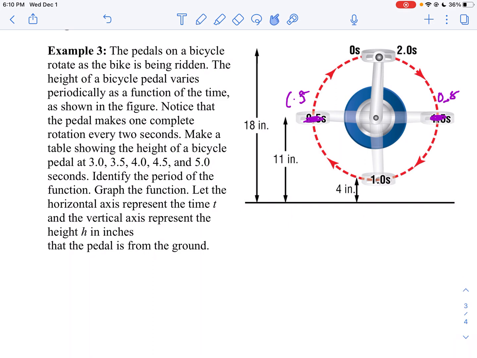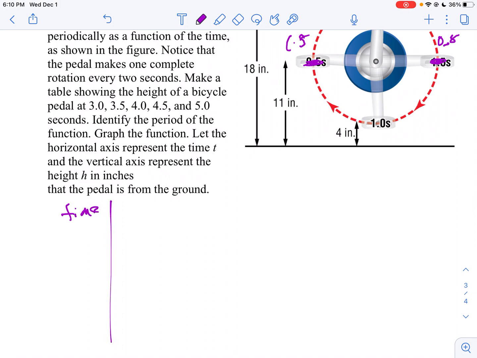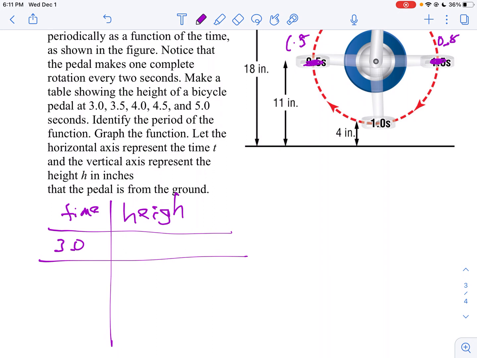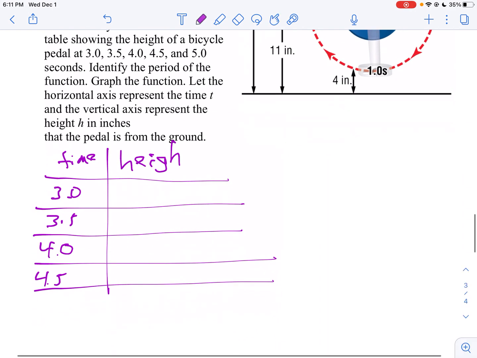So first off, just like anything, we're going to make a table. So I'm going to have my time, and I'll put my height. Time is going to start at 3.0. Then we're going to look at the time at 3.5 seconds. And then 4 seconds. 4.5. And 5 seconds. Now let's find the corresponding height.